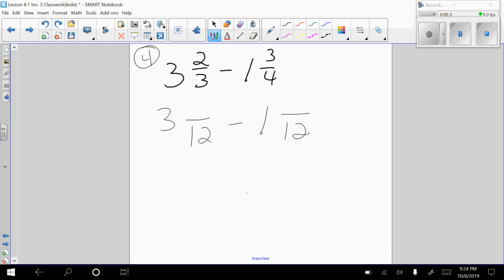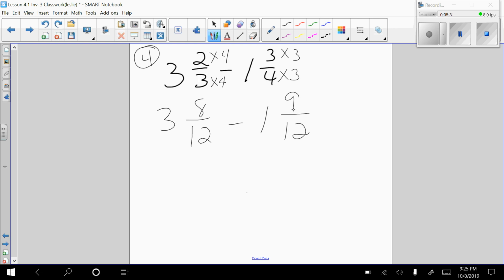Now, what did you do to 3 to get to 12? You multiplied by 4. Do the same thing to the top. 2 times 4 is 8. What did I multiply 4 by to get to 12? I multiplied by 3. Do the same thing to the top. 3 times 3 is 9.